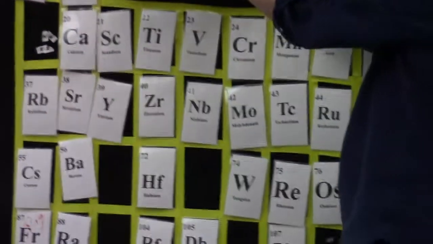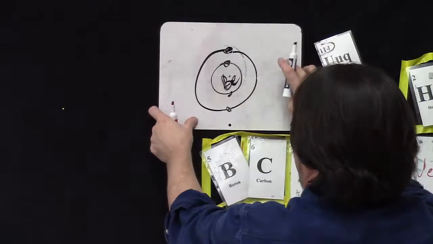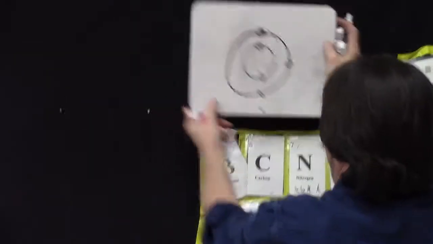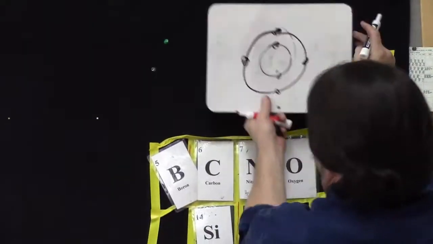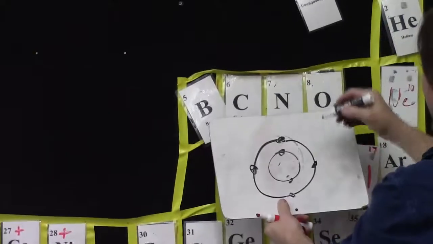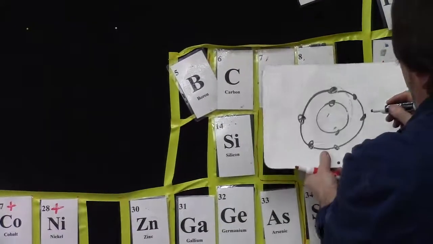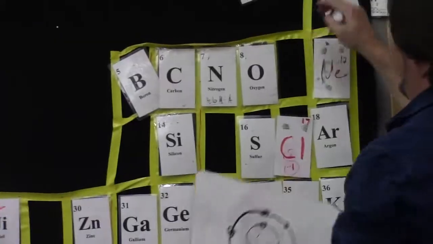I'm not going to go through the whole table this way, just this row, just so that you know it's not total torture, just kind of torture. And then boron, add another one, carbon, add another one. Now we've got 4 on the outside. Then with nitrogen, we would add 5. Oxygen, we'd have 6. This is fluorine, by the way.